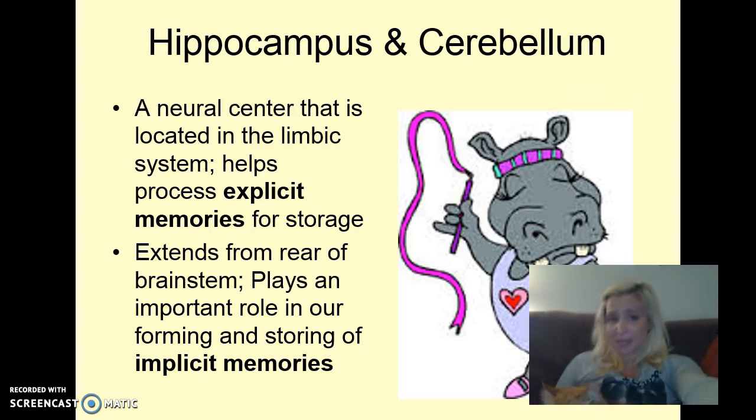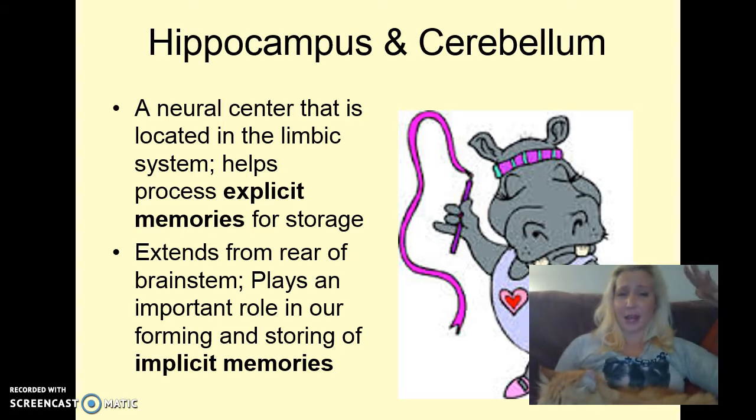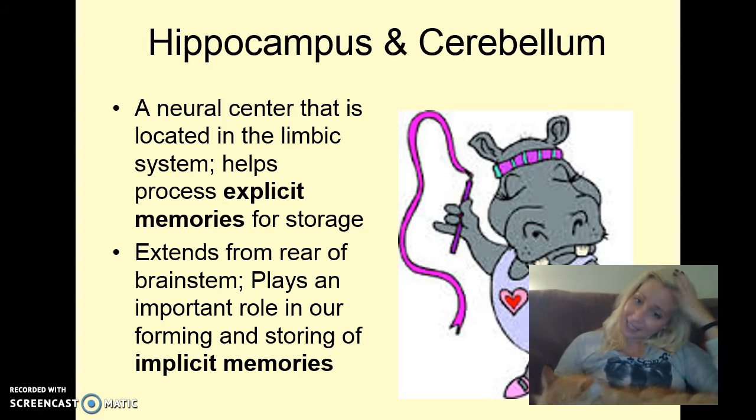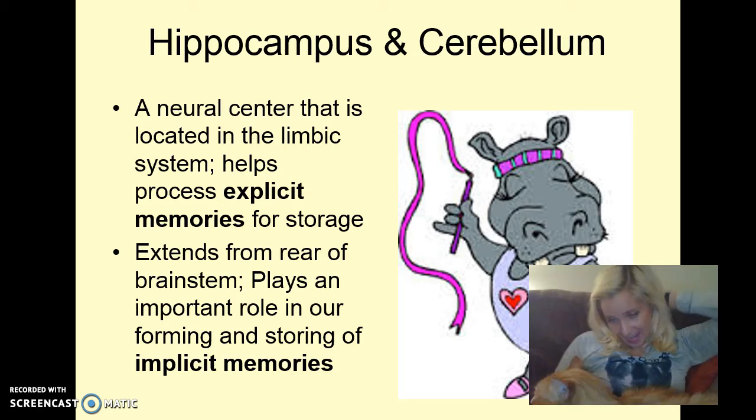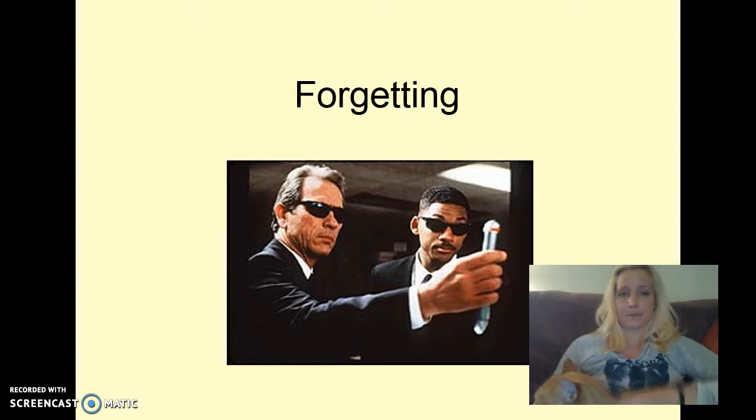Don't forget about the hippocampus and cerebellum. We know these are the neural centers in our brain, okay? So the hippocampus helps with explicit memories, okay? Those are those episodic specific facts. That's in the limbic system, okay? The cerebellum, then, extends from the rear of our brain stem, okay? And this is really important in the storage of implicit memories, those procedural skills.